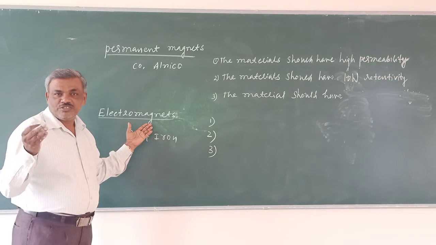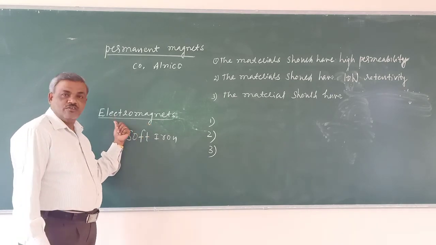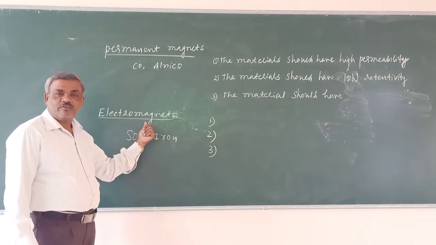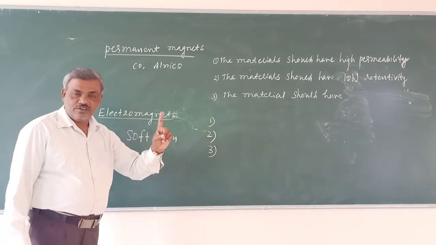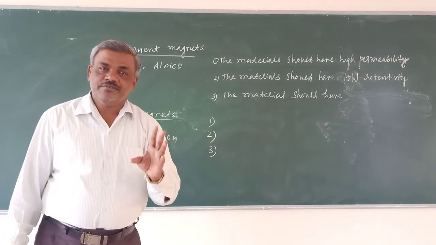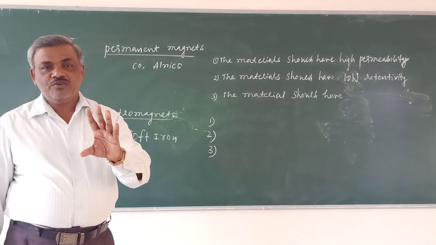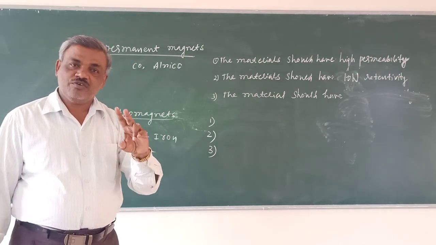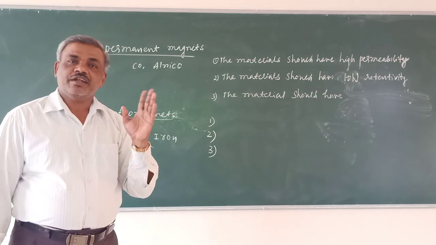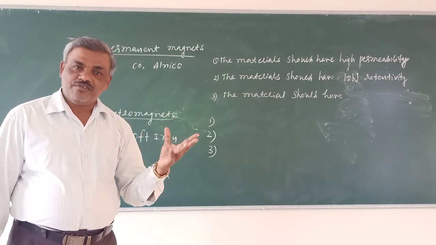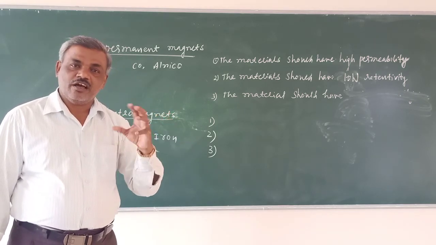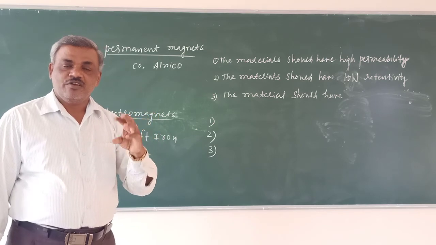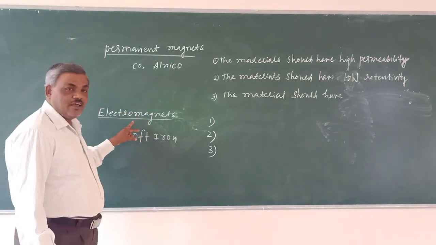The last examination question, for one mark: mention one use or application of an electromagnet. Electromagnets are used in electric bells and loudspeakers. They are used in transformers, generators, and cranes to lift heavy objects. Various fields use electromagnets.